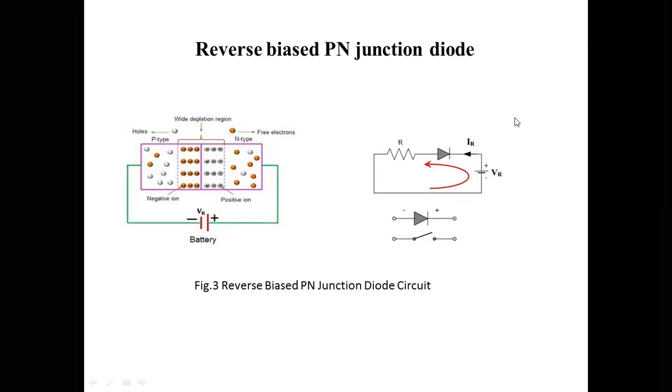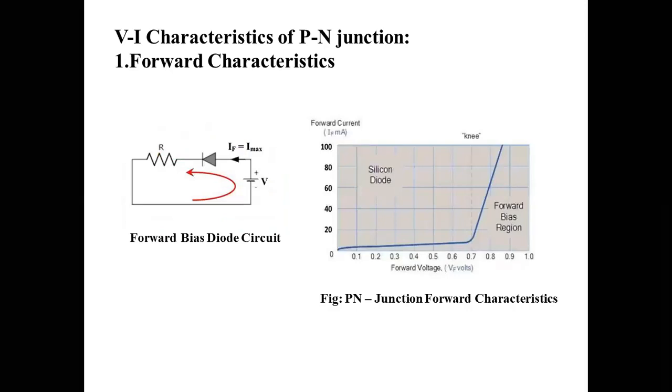Okay, if you plot the graph of forward voltage and forward current, and reverse voltage and reverse current, that is called the VI characteristic. VI characteristic is nothing but V and I. V means voltage, I means current, and it is the PN junction voltage and current, or the diode voltage and current. You have seen the two types of circuit in diode biasing: forward biasing and reverse biasing. According to that, there is a forward characteristic and a reverse characteristic.